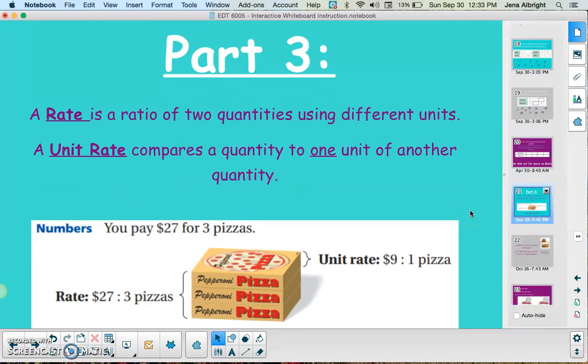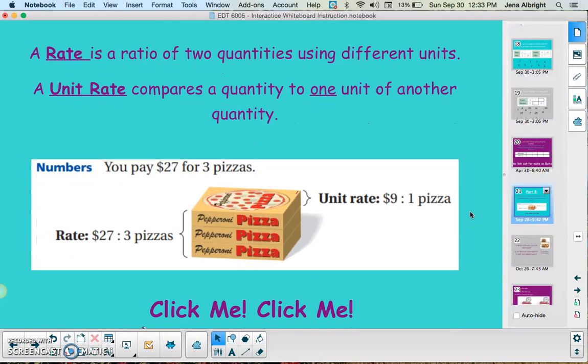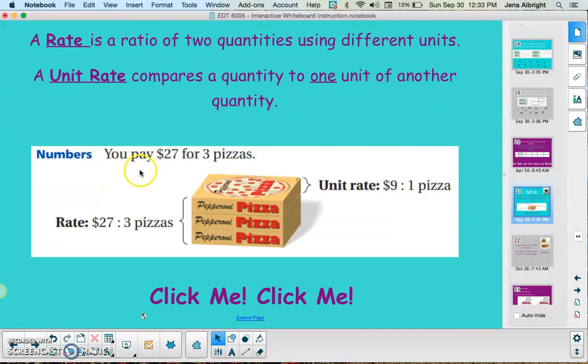Finally, we've hit part 3, which describes rate and unit rate. Below is an example where we are comparing dollars to the number of pizza. A rate describes the total number of money, which in this case is $27, to 3 pizzas. And for unit rate, it reduces the ratio down to find an equivalent ratio where 1 pizza, this provides us the cost for 1 pizza.